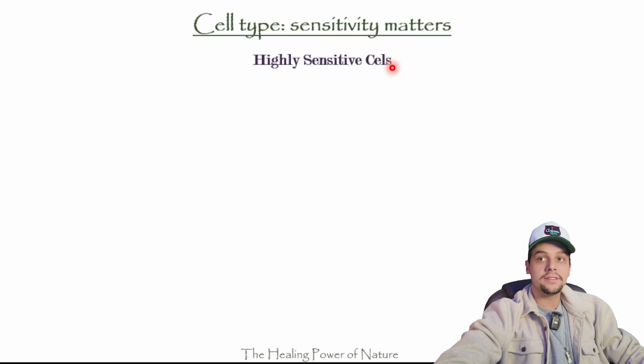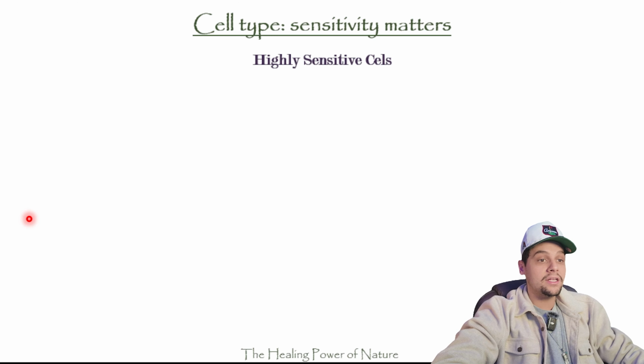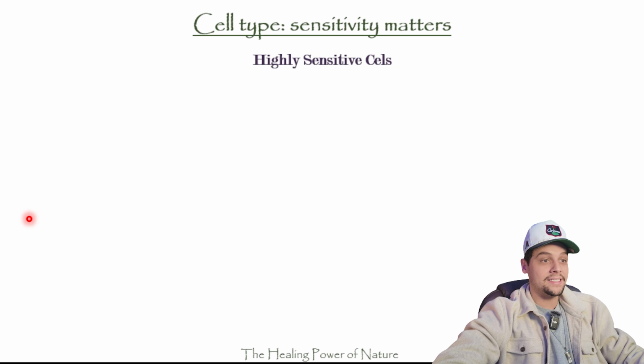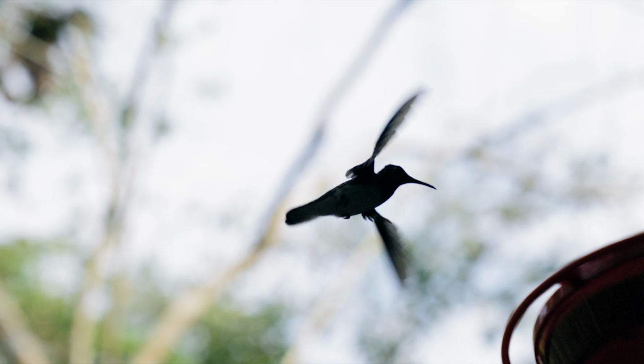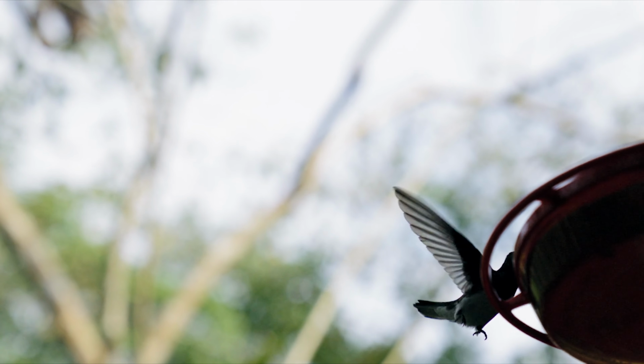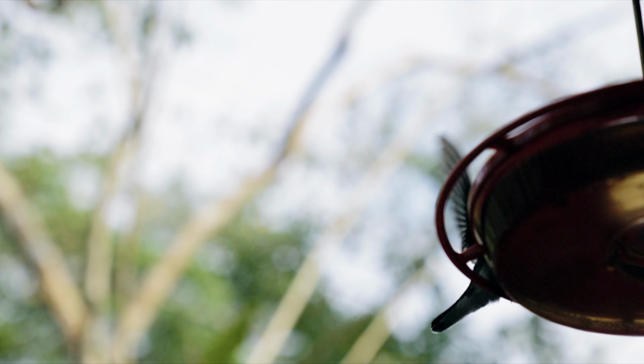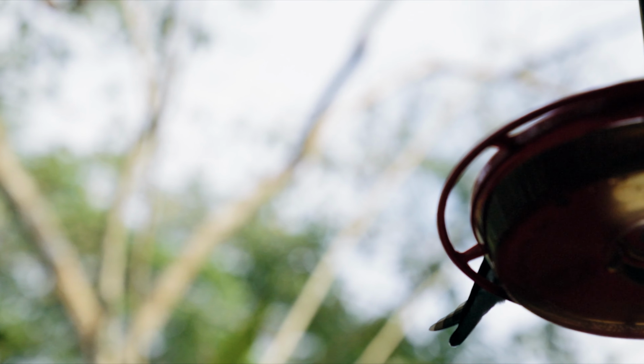Additionally, the cell type matters. Different cells have different sensitivity. So the highly sensitive cells, these cells are most vulnerable to injury, particularly hypoxia and ischemia, no oxygen, due to their high metabolic demand and reliance on continuous oxygen and ATP. Think of a hummingbird who's very small, very fragile, and constantly needs energy or nectar that they collect. So highly sensitive cells are like hummingbirds.